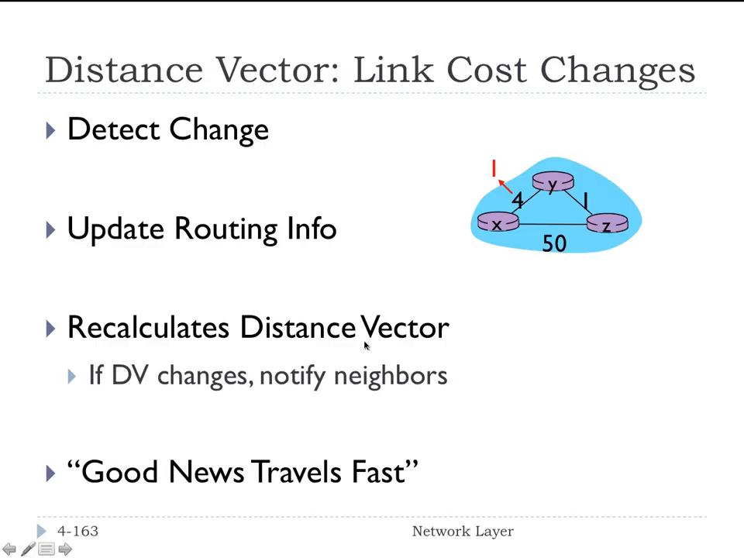That is, the distance vectors will be recalculated, and our neighbors need to know about this new distance vector that we just computed. The end result of this is that good news, so if link costs go down, that good news travels fast, and that new route will be taken advantage of.